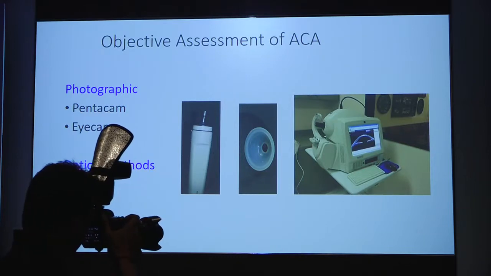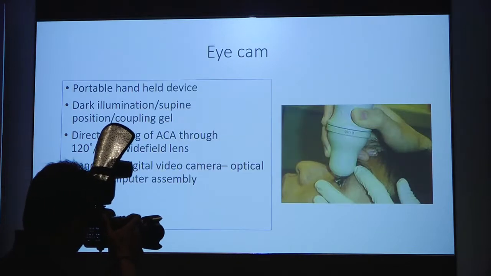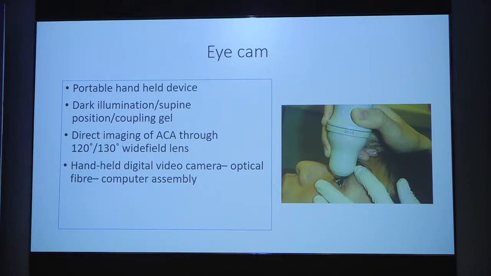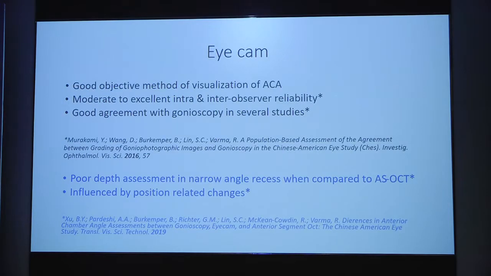So the objective assessment of anterior chamber angle can be done either by a photographic method or by an optical method. For the photographic method, we have ICAM, which is a portable handheld device used in dark illumination with the patient supine, usually very good for children. It gives us direct imaging of the anterior chamber angle through an almost 130-degree wide field lens, and the data captured goes through a computer assembly and we get the picture. So it is a good objective method of visualization of the anterior chamber angle.